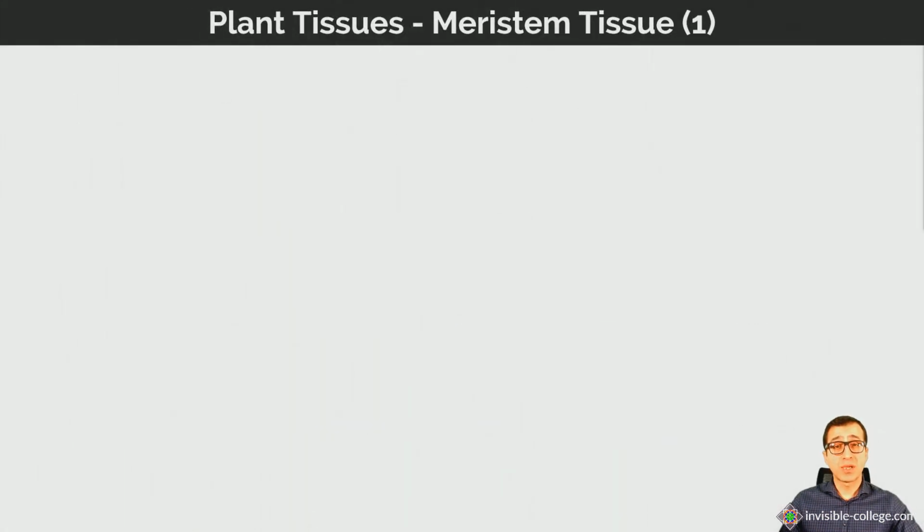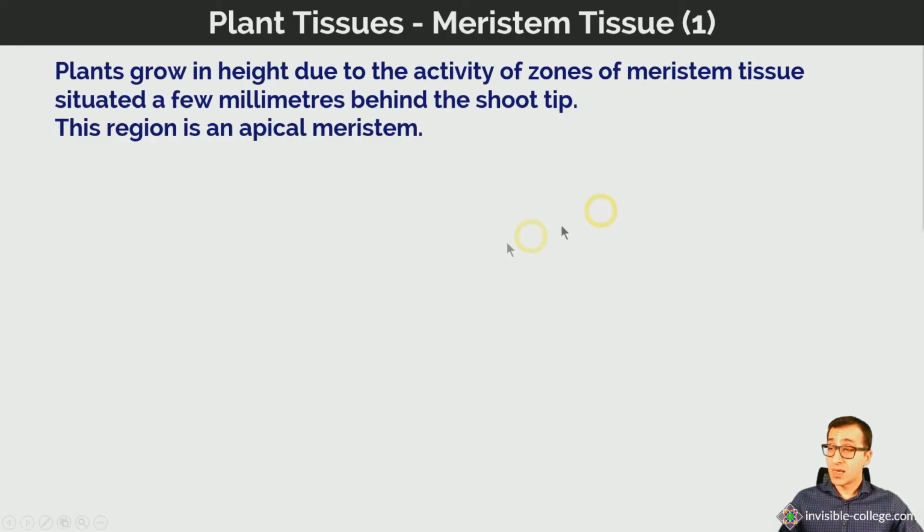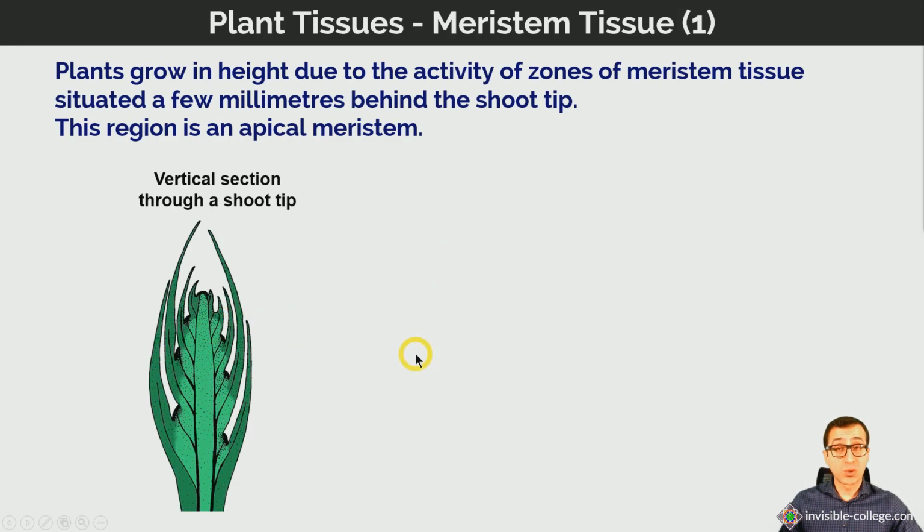The meristem tissue are the regions of tissue typically found in the tips of the shoots and also the tips of the roots. Plants will grow in height due to the activity of these zones of meristem tissue, which are found a few millimeters behind the shoot tips. So in the shoot tips, this region is referred to as apical meristem. Apical comes from the word apex, which means the tip of something.